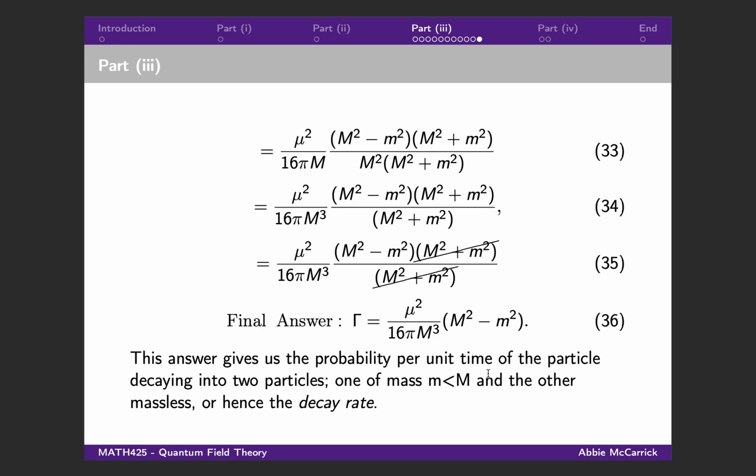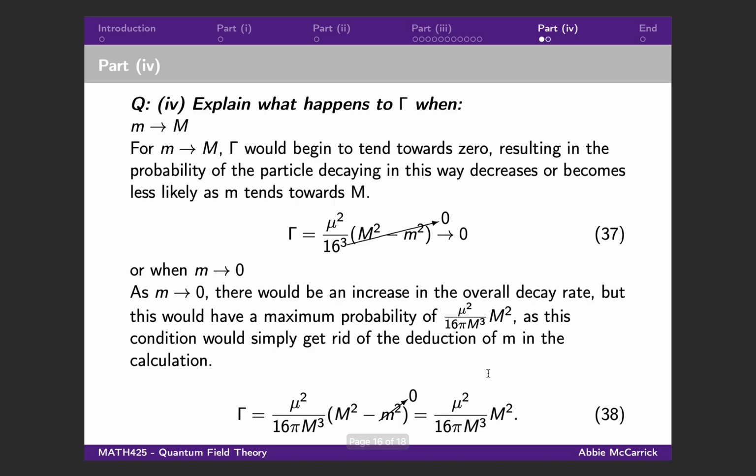So this gamma is the decay rate of phi 1 decaying into phi 2 and phi 3, where phi 2 is massless and phi 3 has a mass of little m, which is smaller than initial big M. So part 4 is a little bit of a reflective kind of question. Part 4: explain what happens to gamma when m tends towards big M.